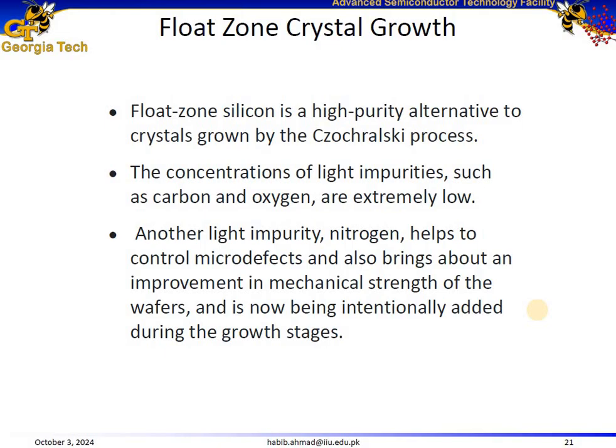Here I demonstrate the float zone crystal growth technique. Float zone growth is a widely used method for producing high purity defect-free silicon crystals, particularly for semiconductor applications. The concentrations of impurities like carbon and oxygen are extremely low in the float zone technique as compared to its contemporary, the Czochralski growth method. In Czochralski growth, oxygen actually improves the thermal stability and the mechanical strength of the silicon wafers. Similarly, in the float zone technique, another light impurity, nitrogen, helps to control micro defects, and it also improves the mechanical strength of the wafers, and it is intentionally added during the growth stages.